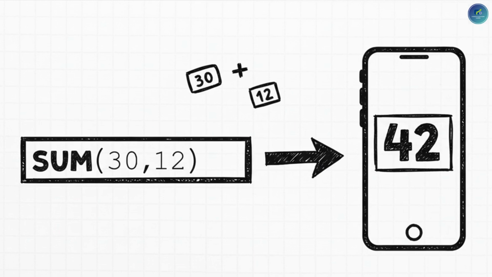Okay, what about a calculation? Let's use a function I know you've seen before, sum. By setting that same text property to Sum(30, 12), the label doesn't show you the formula. No, it shows you the result, 42. It's doing the math for you and displaying the answer, just like a cell in Excel.